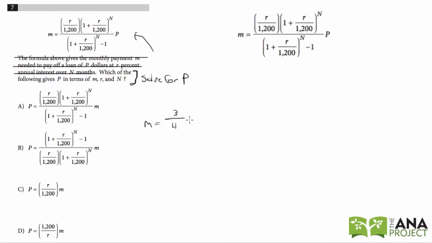So M equals 3/4 P. If you wanted to get P by itself, you would multiply by the reciprocal. You'd multiply this by 4/3, right? This would cancel out, and then P equals, you'd have to multiply this side by 4/3, obviously. If you multiply one side, you have to multiply the other. So P equals 4/3 M.